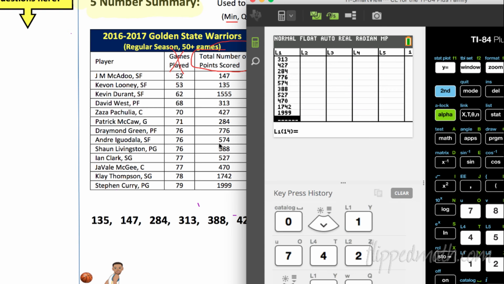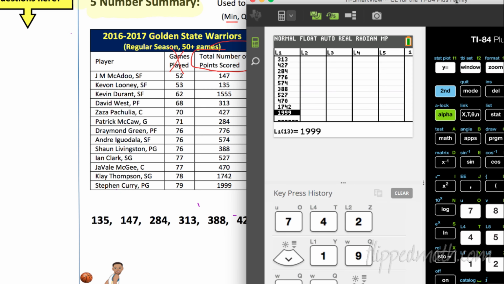Now, I've counted 13 numbers. One thing to know about these lists: see where in parentheses it says 14? That means I'm on the 14th row, and so I'm in the 13th row here. It's just a good double check to make sure that you've gotten all the numbers in. And I have gotten all the numbers in.